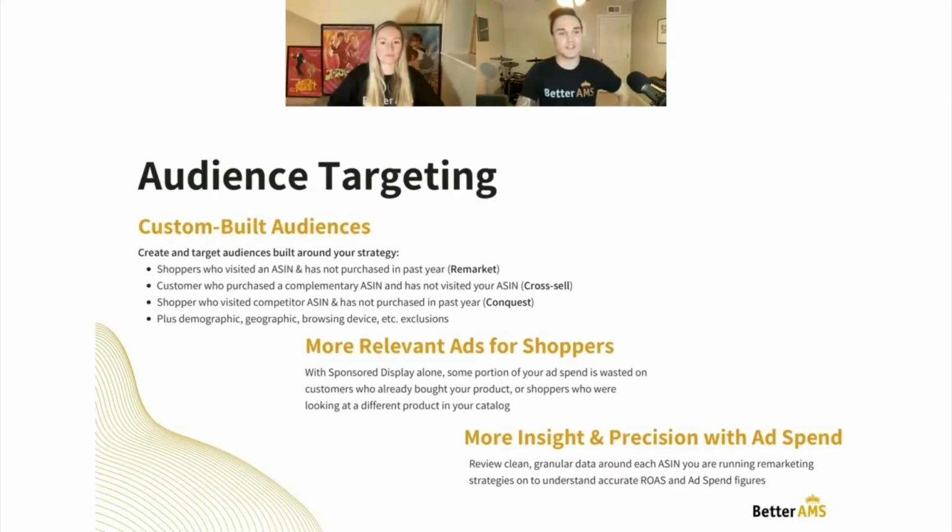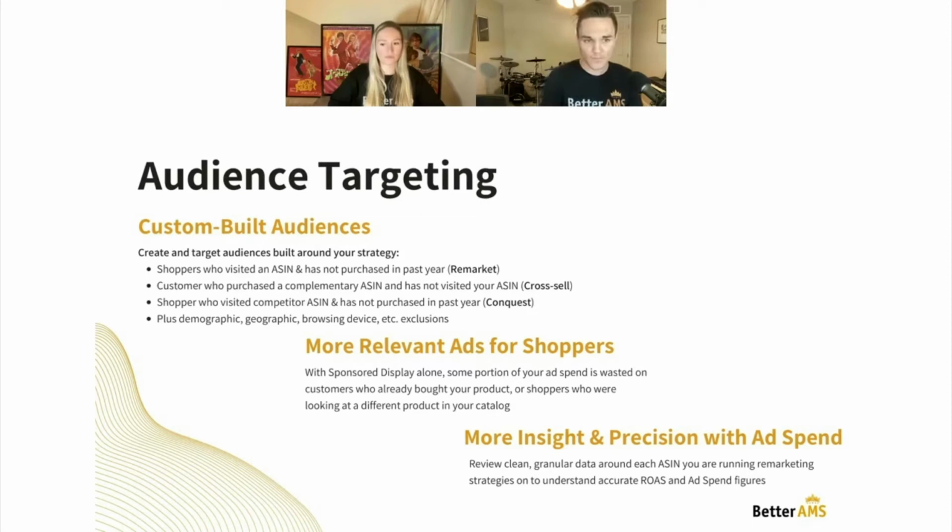Audience targeting, we get to go after custom built audiences here. With PPC, you're obviously targeting a product or a customer search term, and everyone who goes to that product or goes to that search term potentially sees your ads. Here we get to be a bit more granular, and we can set parameters around shoppers who visited an ASIN but didn't purchase in the past year. Basic remarketing. Customers who have purchased maybe a complimentary ASIN and haven't visited your other ASIN that you're now advertising on.